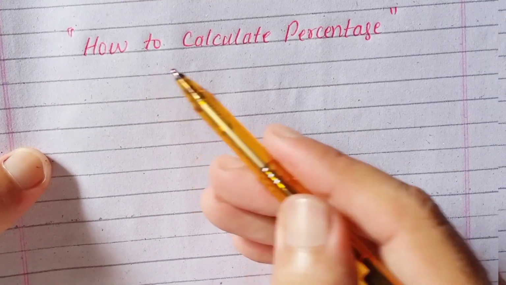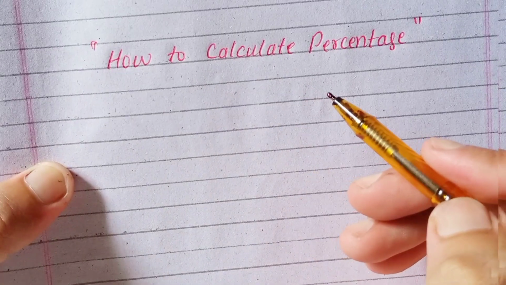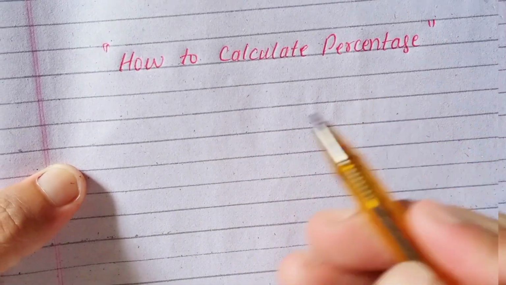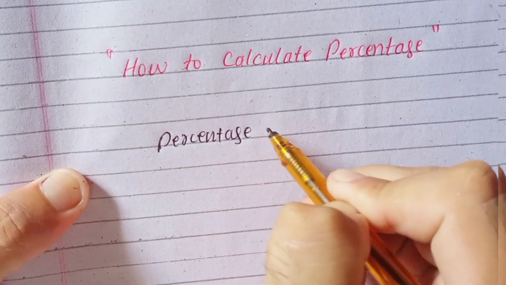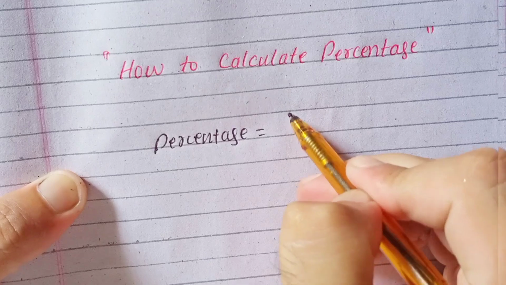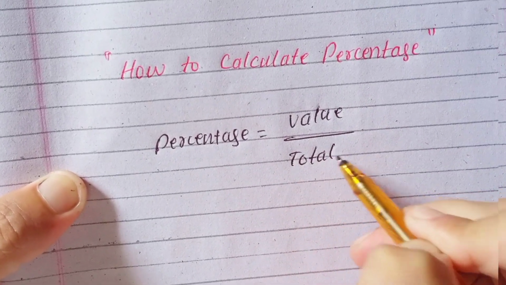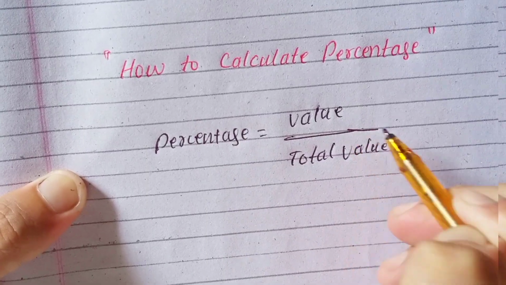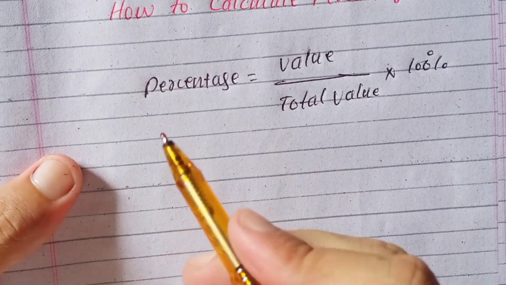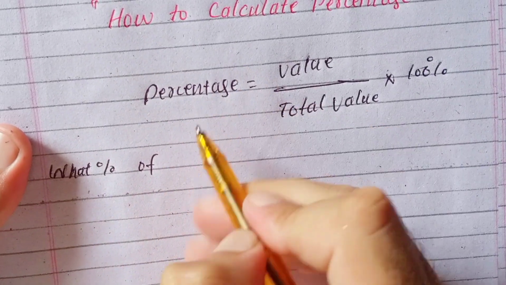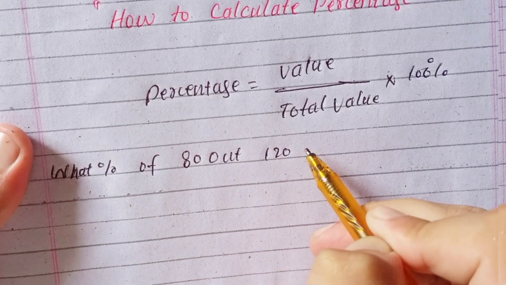Now we are going to discuss how to calculate the percentage of a value in another value. The formula for finding the percentage of any value is: percentage of any value is equal to value divided by total value, multiplied by 100%. For example, what is the percentage of 80 pass students out of 120 students?